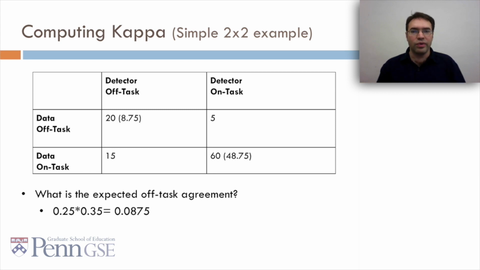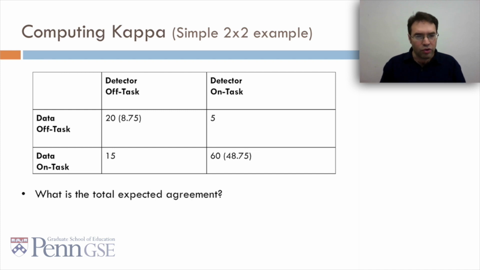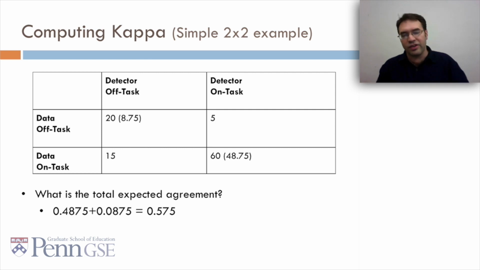So if we take these two, we can say we should expect agreement on on-task in 48.75 cases and agreement on off-task in 8.75 cases, for a total expected agreement of 57.5%, or 57.5 cases in this very nicely set up example.